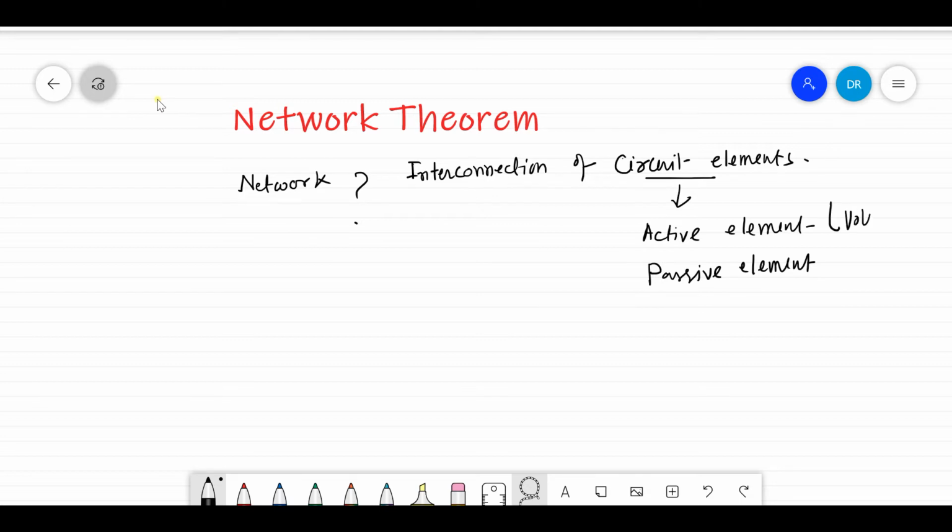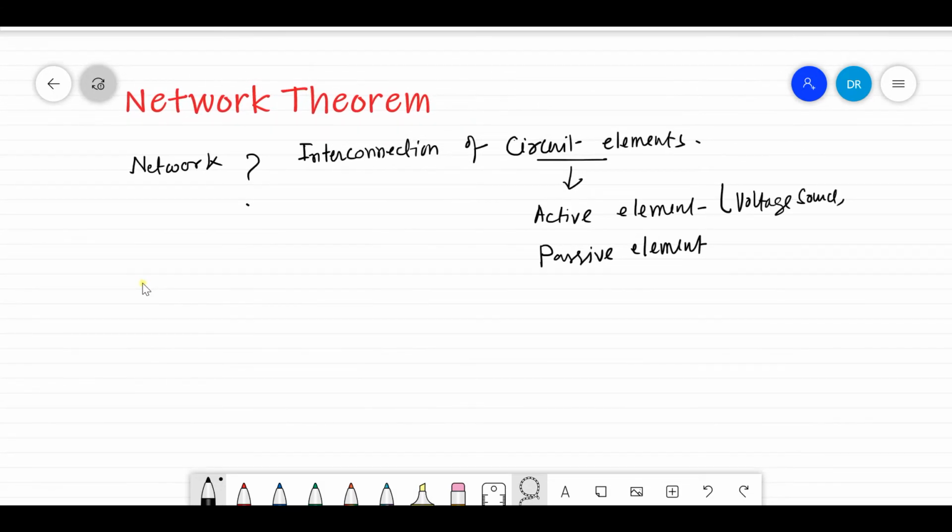That is voltage source, current source. What is passive element? It consumes energy. That is resistance, inductance, capacitance. Now network element, if the network element is only the passive element, we call it network.